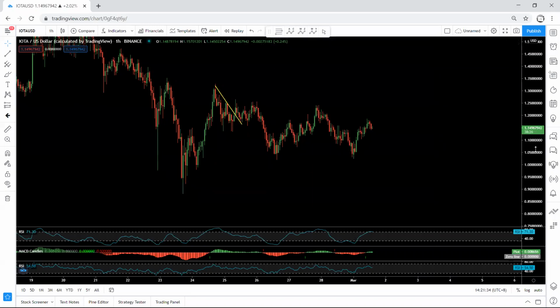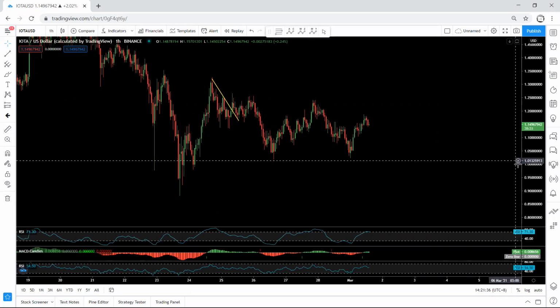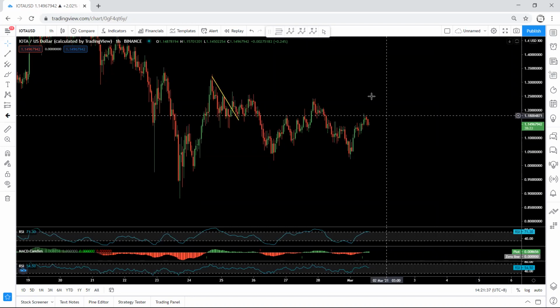Now we start with 1 hour chart. Okay, first of all, if you refer to our analysis, in my last video when the price was here, we mentioned we can expect the price to drop. We can look for short-term sell. This is what we get.